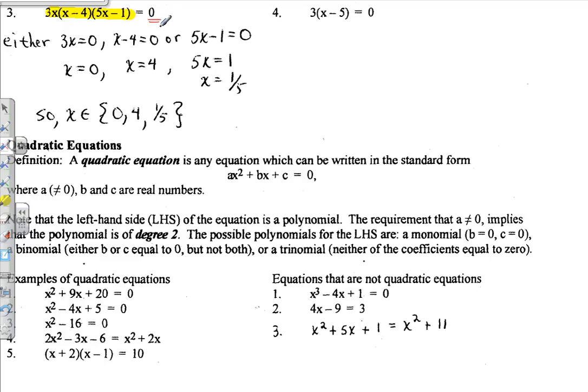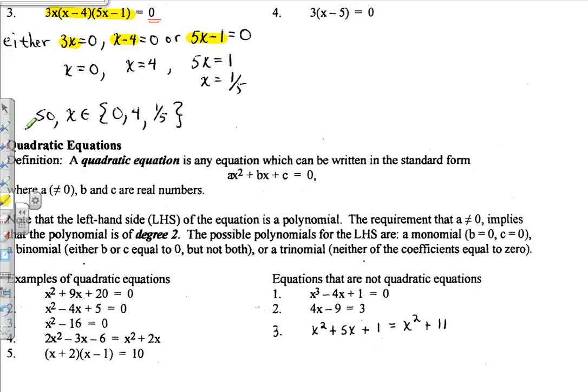Well, the only way, again, that can be possible by the zero product theorem is that either 3x has to equal 0, or x minus 4 has to equal 0, or the expression 5x minus 1 equals 0. So one of these three has to be 0 in order for this product to be 0. In fact, stated another way, if any one of these three factors is 0, then the entire product will be 0.